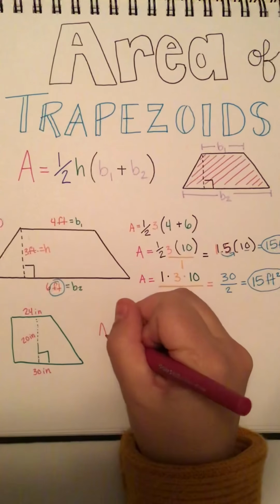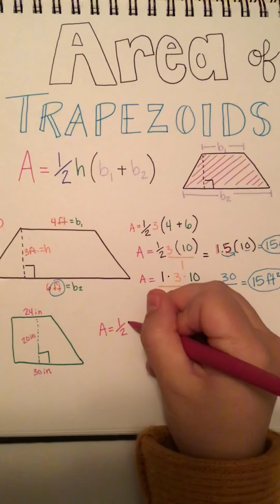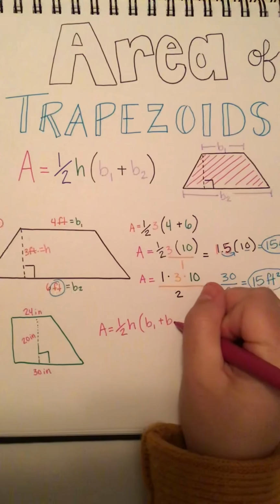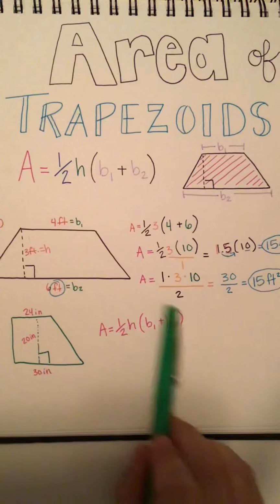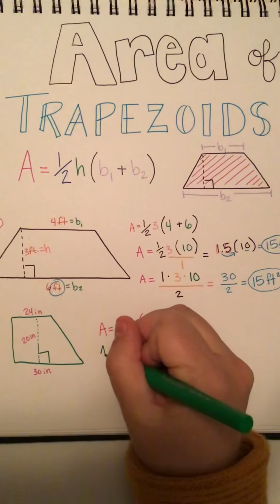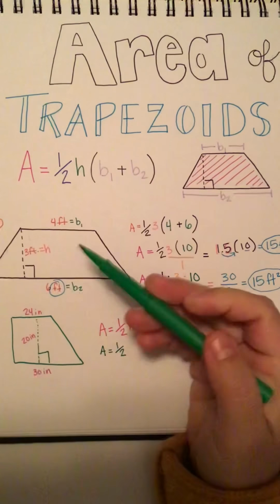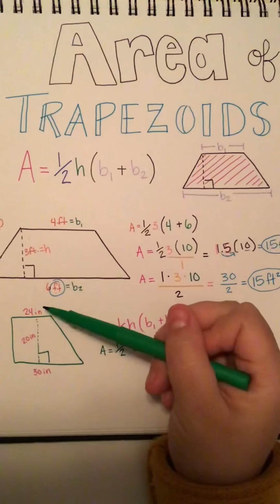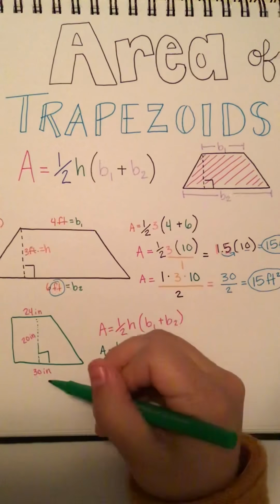Okay, area equals 1/2 times height times base 1 plus base 2. All right. Now that I've done all that, let's just put in our information. Area equals 1/2, does not change. The height is 20 inches times 20 times base 1, we'll go from top to bottom, 24 times 30.